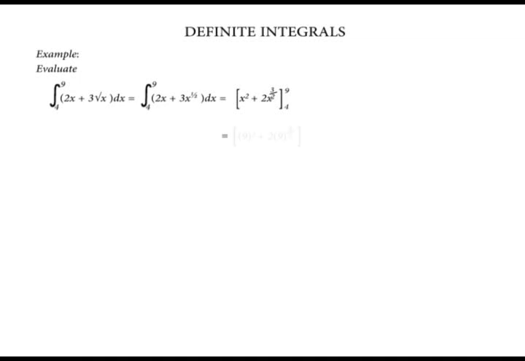Proceeding to get the integral value for the upper limit, we substitute 9. So we shall have 9 squared plus 2 times 9 raised to power 3 over 2 in one square bracket minus, to get the integral value for the lower limit, we substitute x for 4. So we shall have 4 squared plus 2 times 4 raised to power 3 over 2 in that square bracket. That gives us 81 plus 54 minus 16 plus 16. That gives us 135 minus 32, giving us 103.